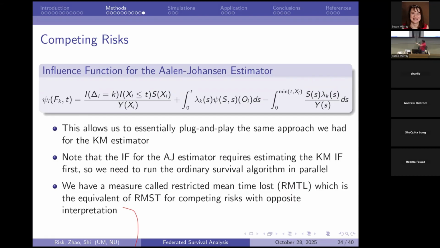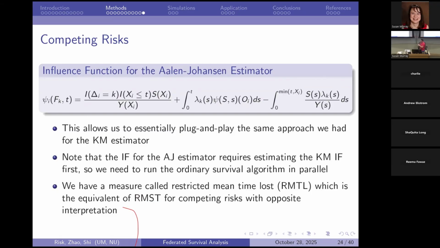I'm going to note here that the influence function for this competing risks cumulative incidence actually depends on the influence function for the ordinary Kaplan-Meier curve. And so we're going to have to use our original model first to estimate the survival curve and the influence function values for that. And then we're going to be able to estimate cumulative incidence for each of the competing risks.